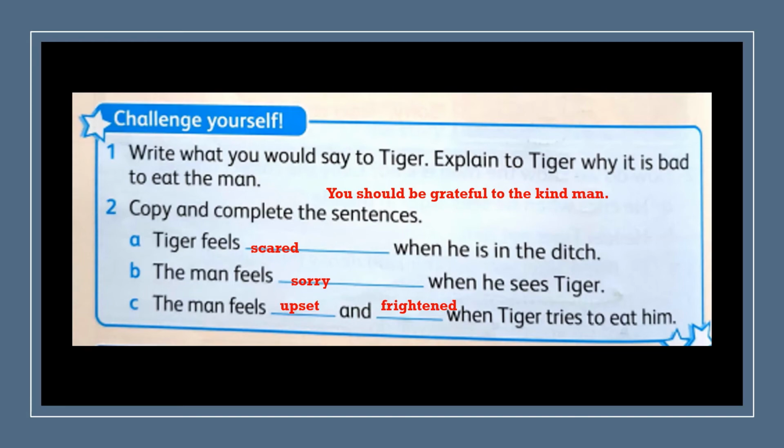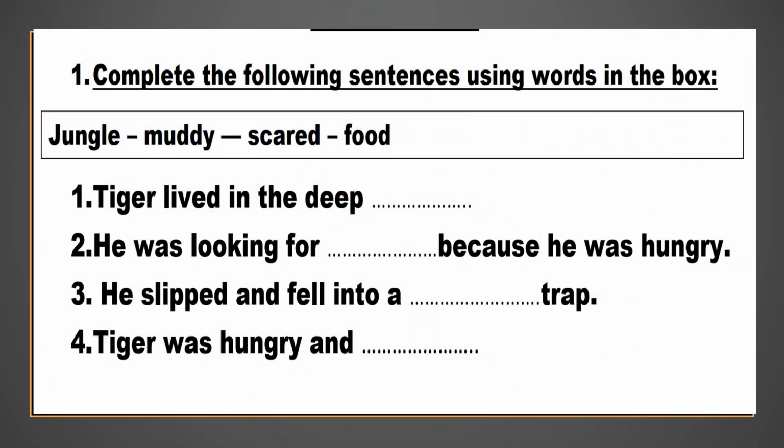Now let's do more practice. Complete the following sentences using words in the box. Jungle, muddy, scared, food. I'm going to read the sentences for you. 1. Tiger lived in the deep. In the deep what? We need a place here. 2. He was looking for what? Because he was hungry. We need a naming word here.